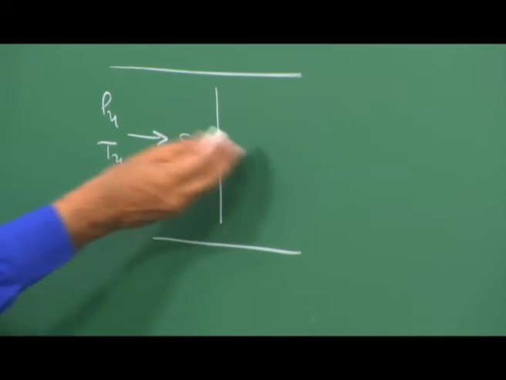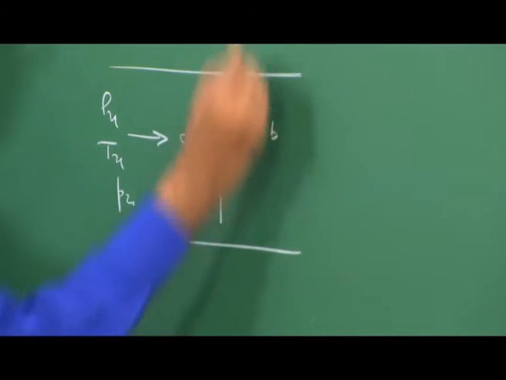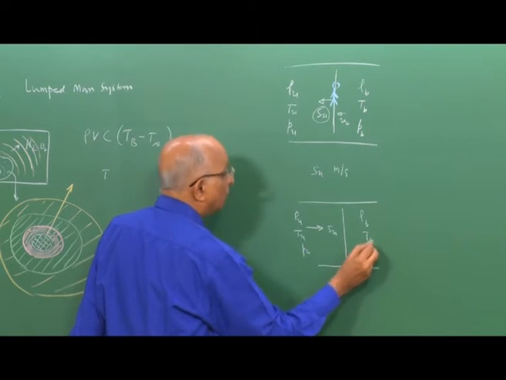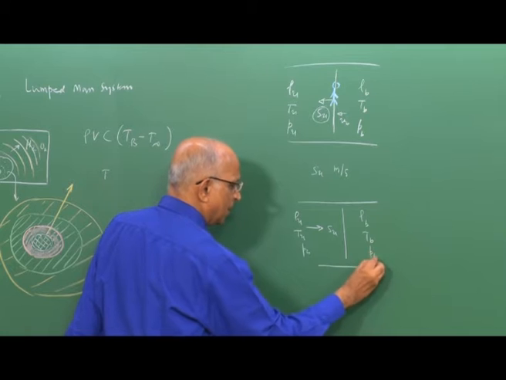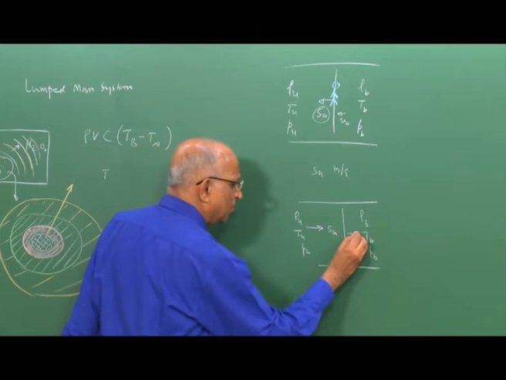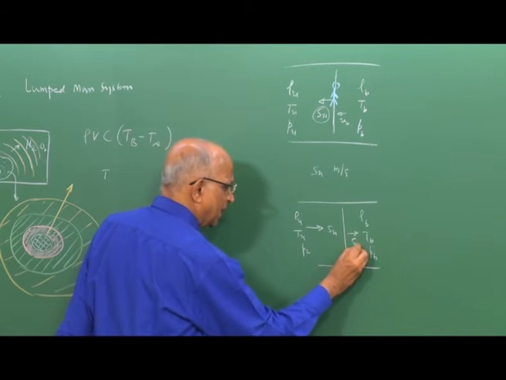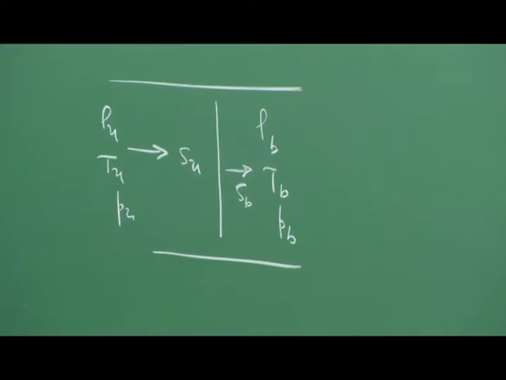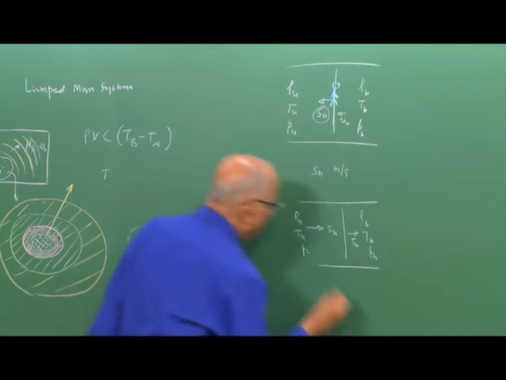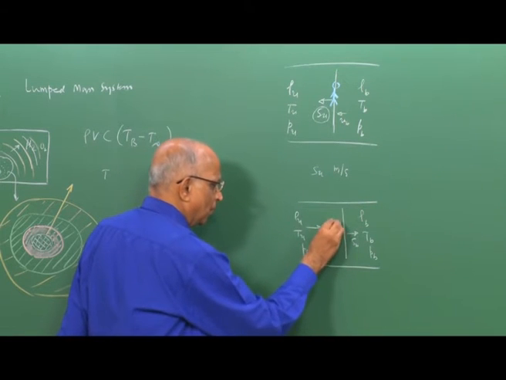Let us assume that behind it I have rho B, Tb, the temperature of the burnt gases, and the pressure of the burnt gases, and let us also presume that in the frame of reference of the wave, the velocity is Sb. Well, what is it I am interested in? I am interested in determining the value of Su.